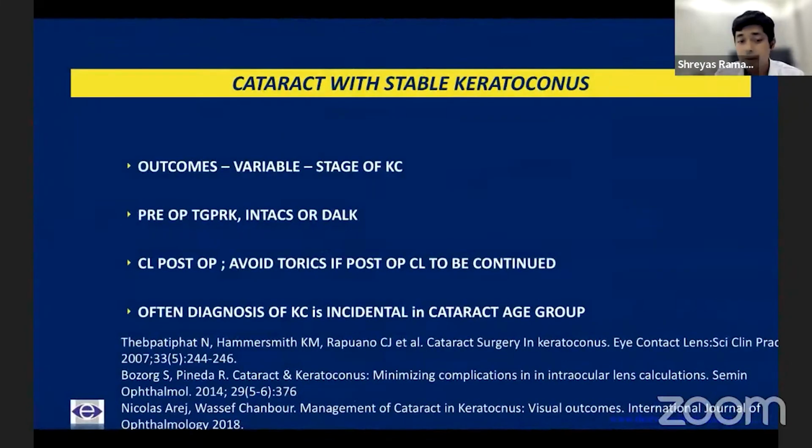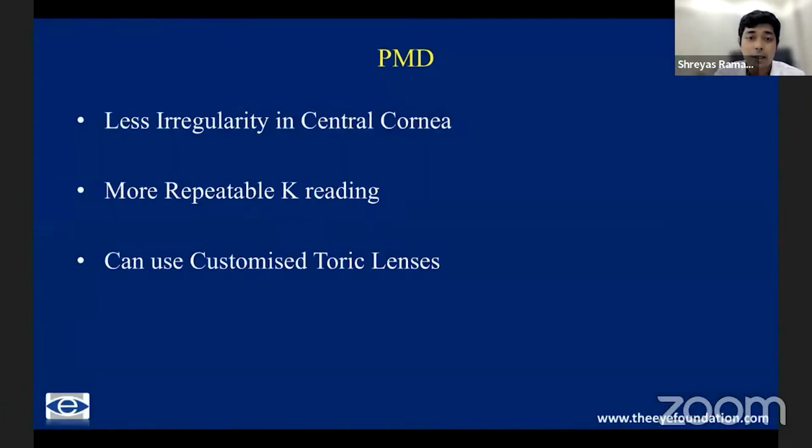Again, outcomes are very, very variable. You look at various studies which have looked at it based on the stage of keratoconus, whether any preoperative procedure has been done. Each stage: early stage, you could do a topo-guided PRK. A moderate stage, you could combine it with the intracorneal ring segment. In a very advanced stage of keratoconus, you could do a staged procedure, first do a DALK, regularize, and then subsequently go ahead. But each of these patients can be addressed appropriately.